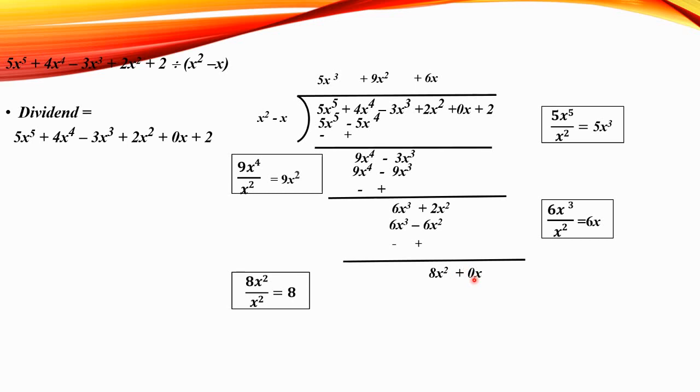So 8x square upon x square is equal to 8. So our quotient will become plus 8. Now plus 8 multiplied with the divisor, we get 8x square minus 8x. Changing the sign for subtraction, 8x square and minus 8x square get cancelled. 0x plus 8x, the answer is 8x and the next term is plus 2. But we cannot divide the 8x by x square. So our remainder will be 8x plus 2.